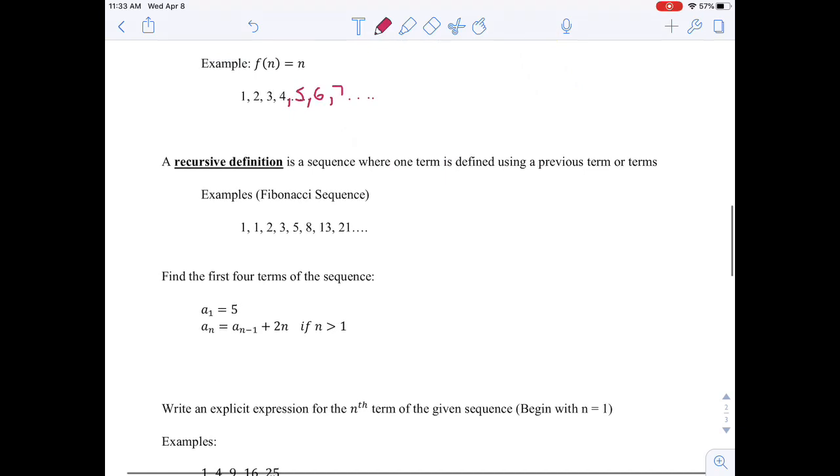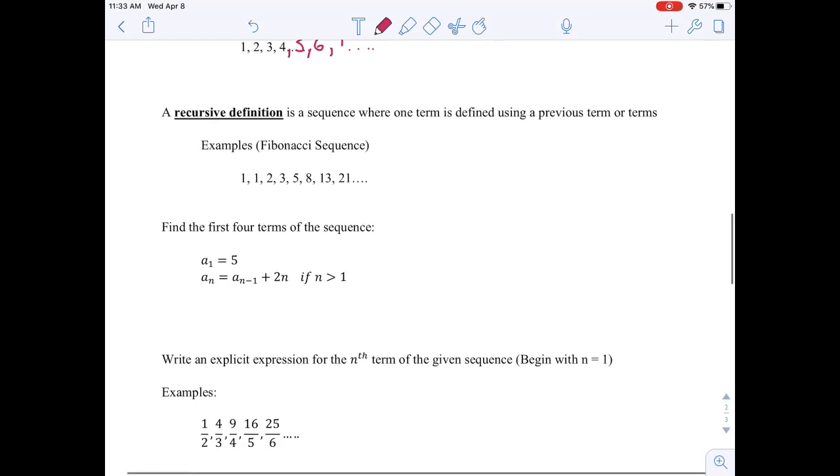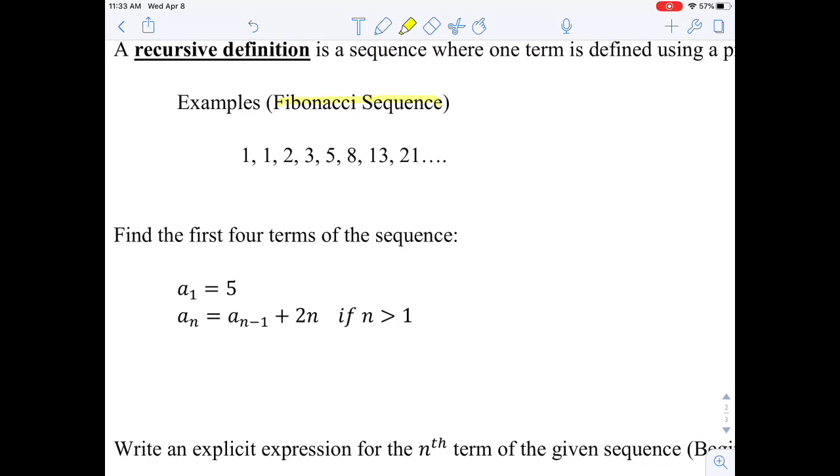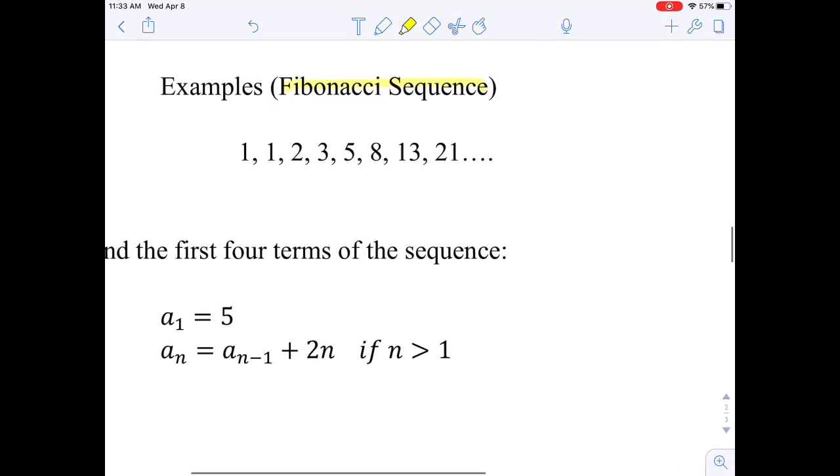Our next thing we have is a recursive sequence, and the recursive definition is a sequence where one term is defined using a previous term or terms. A very famous one of these is the Fibonacci sequence. The Fibonacci sequence is based on adding the two previous numbers.